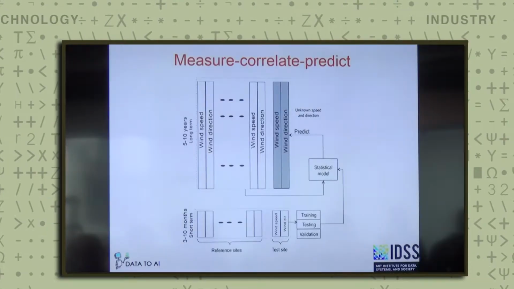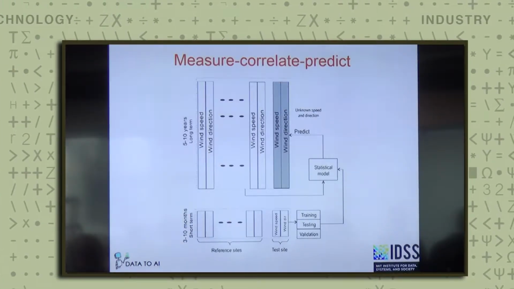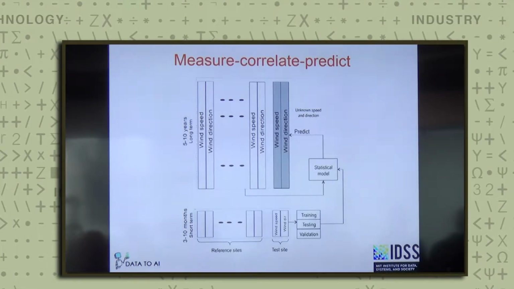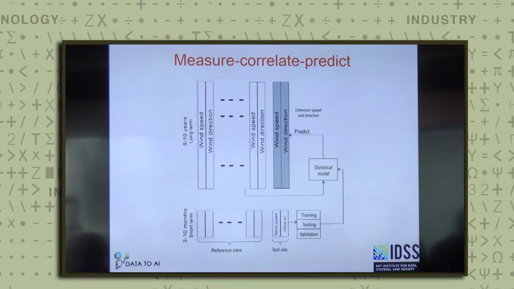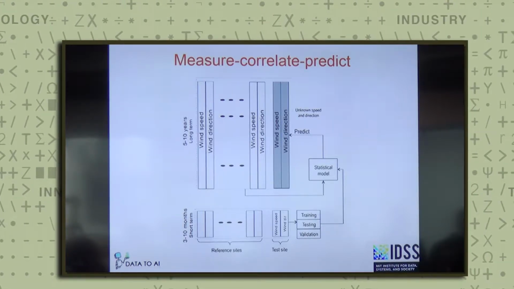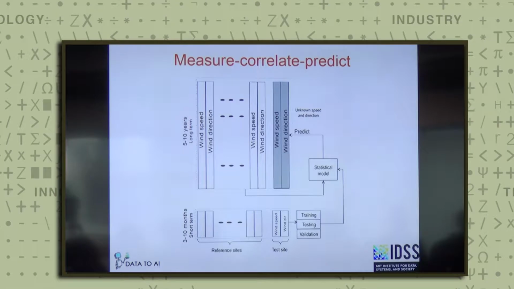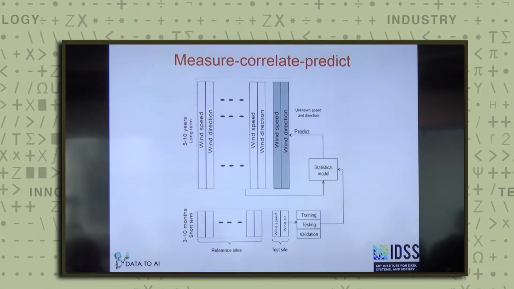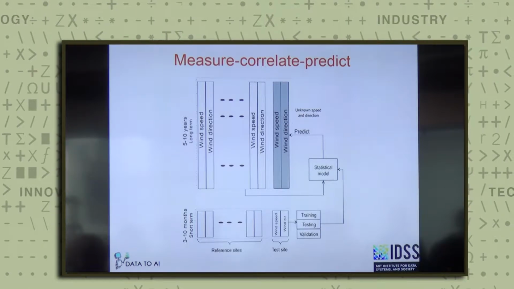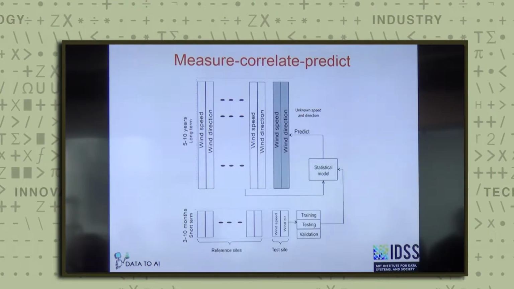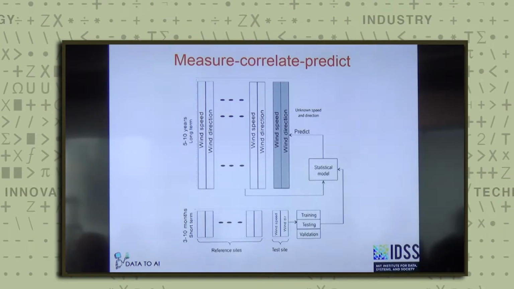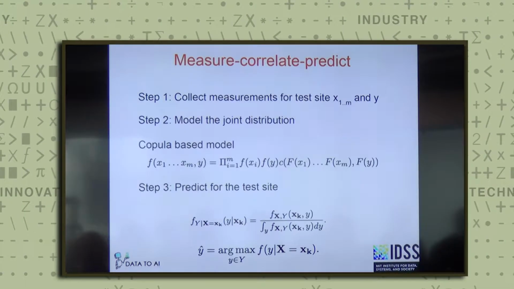As I mentioned, it's also popularly called measure, correlate, predict. Measure means you measure the wind speed for a short duration of time at a test location. Correlate means you correlate that wind speed to all the other locations nearby that you have measurements for over the past 20 years. Once you correlate that, you try to predict what the energy or the speed would have been at this particular location.